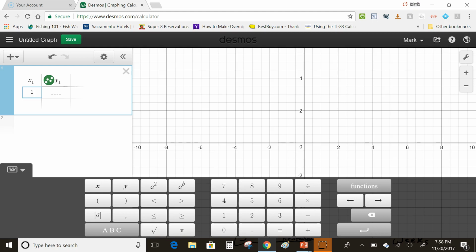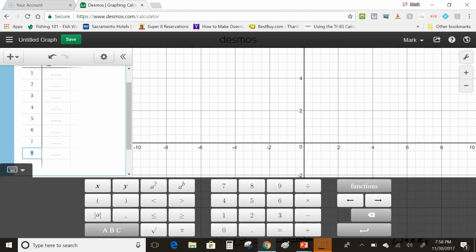We'll go 1. I think it was 1 through 7 there. So 1, 2, 3, 4, 5, 6, 7. Desmos is really cool with this. And then our y values. So I think we have 17, 13, no, excuse me, 11, 9, 8, 6, and 5. So there we've got it.